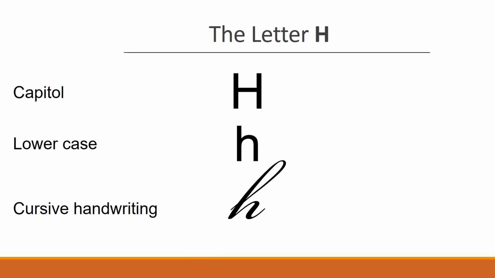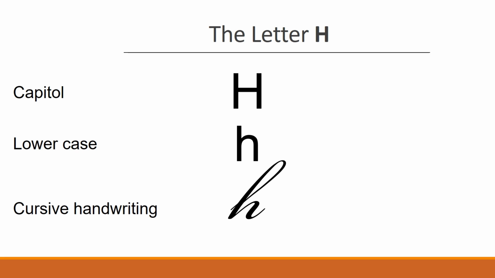The letter H. The capital H has two sticks with a crossbar. It almost looks like a pull-up bar if you're out in the gym doing some exercises. The lowercase h looks kind of like the uppercase H, only it's curved instead of straight, and it's missing one of the portions of the stick.